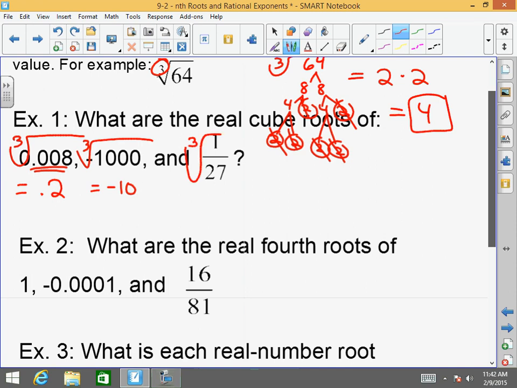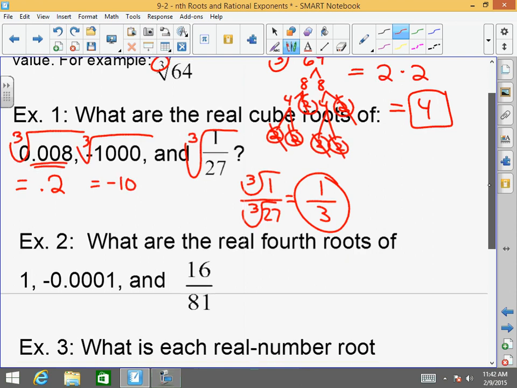The cube root of 1 over 27. When you have a fraction like this, you can split them up. So I can have the cube root of 1 over the cube root of 27. And the cube root of 1 is 1, and the cube root of 27 is 3. And you're golden. Done.